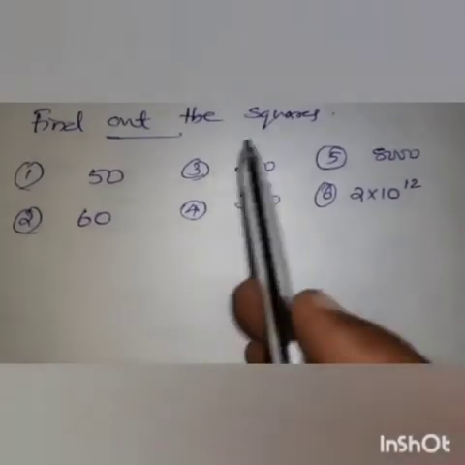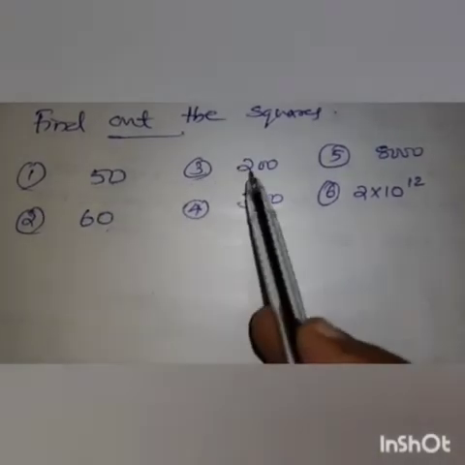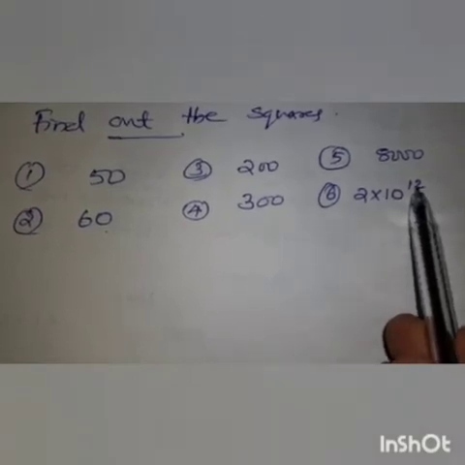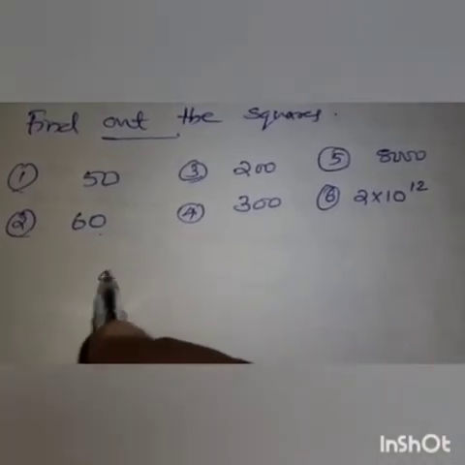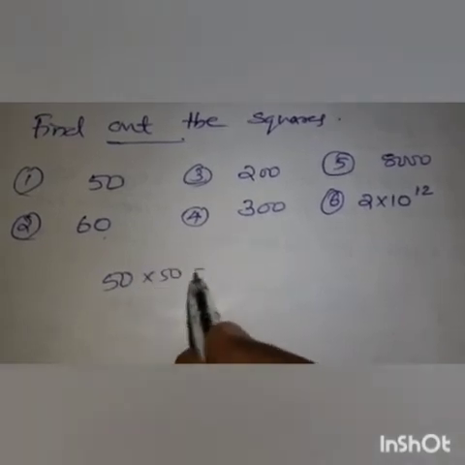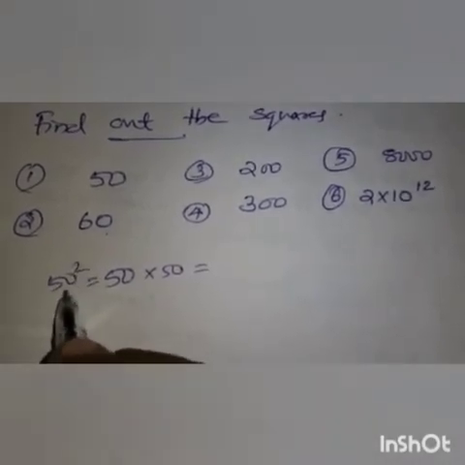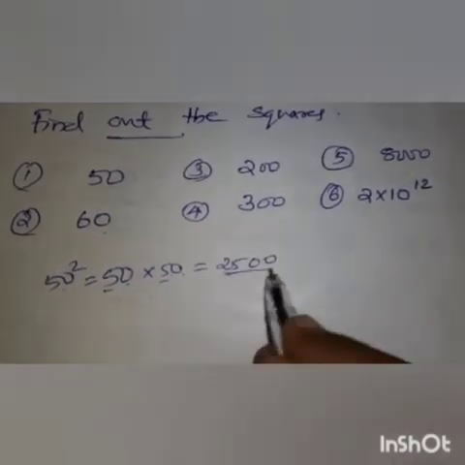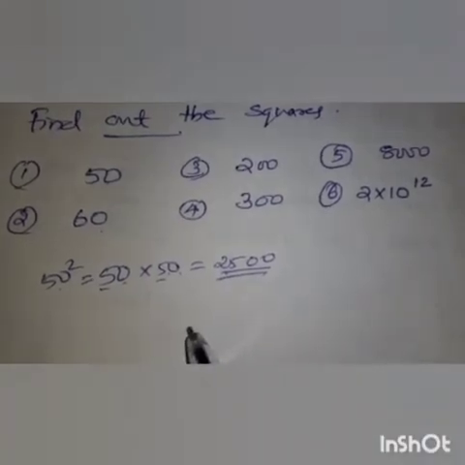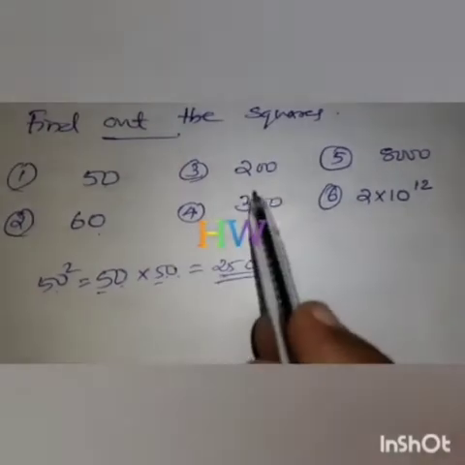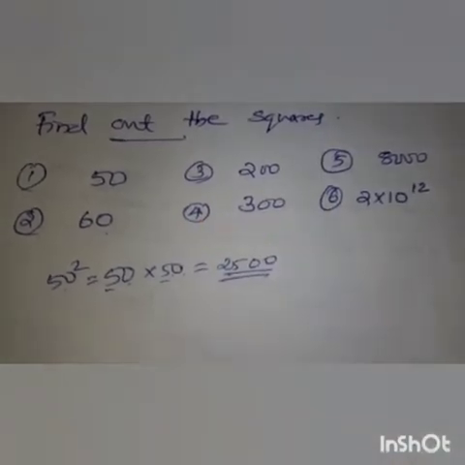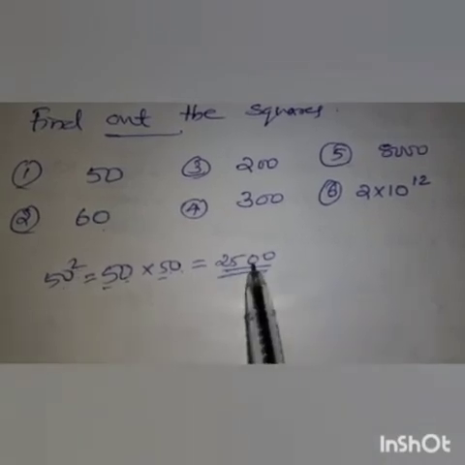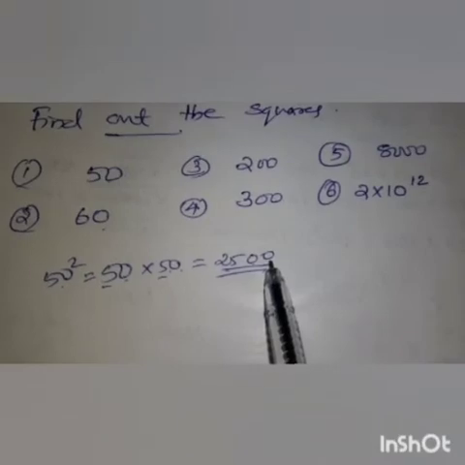Find out the squares of these numbers: 50, 60, 200, 300, 8000, 2 into 10 raised to 12. See once again, 50. How will you find out the square? 50 into 50. 50 square you have to find out. So 50 into 50: 5 into 5 is 25, and the 2 zeros are doubled. So the answer you are getting is 2500. Like that, you have to find out the other ones.